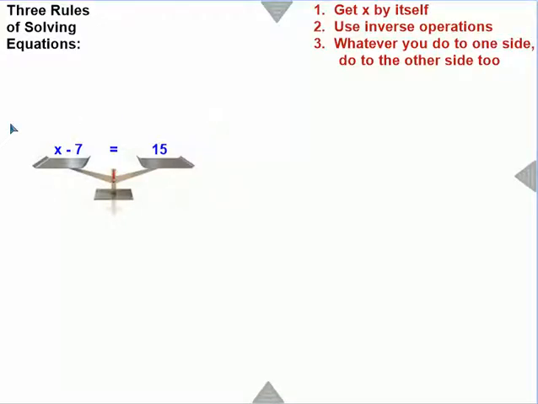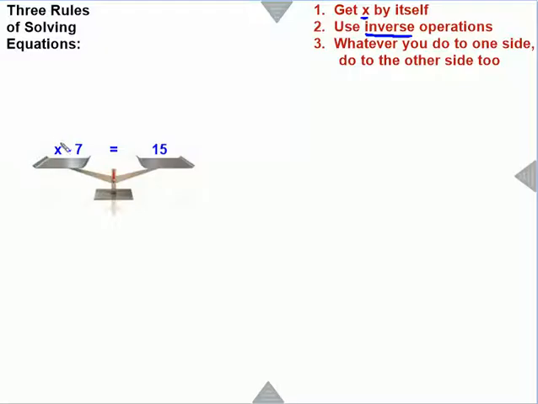Remember, our three rules were, number 1, get x by itself. Number 2, we're going to use inverse operations. And number 3, whatever we do to one side, over here, we have to do the same thing to the other side over here. So let's get started with our example. Right up here we have x minus 7 is equal to 15. We want to find out what x is.